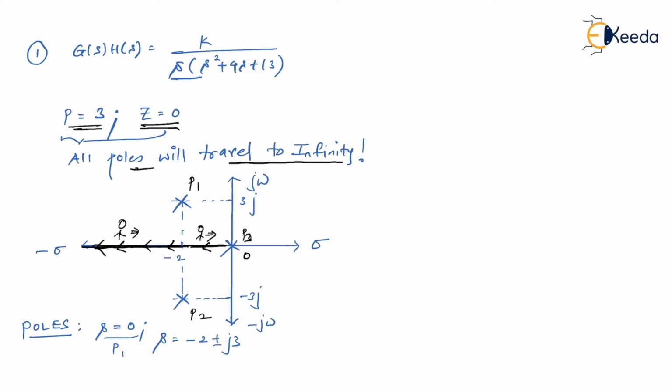So first of all, what I need is the centroid. I'm sure you remember the centroid calculation. So in this case, there are no zeros, so we will take only the summation of real part of poles divided by P minus Z.